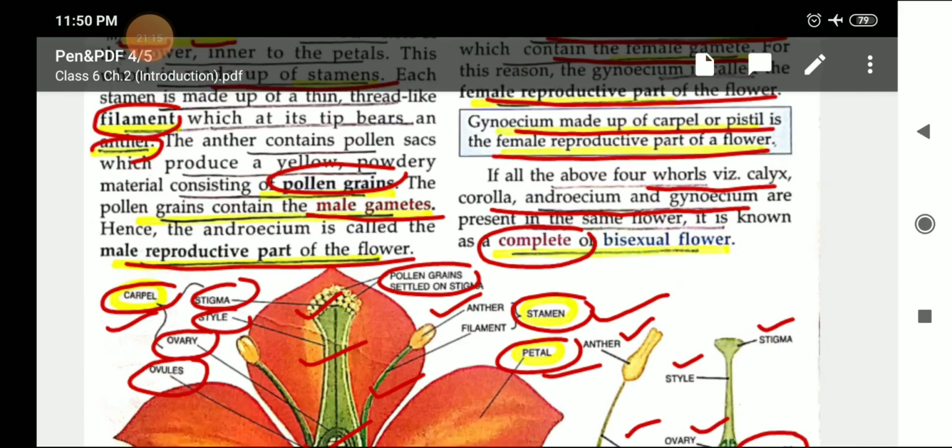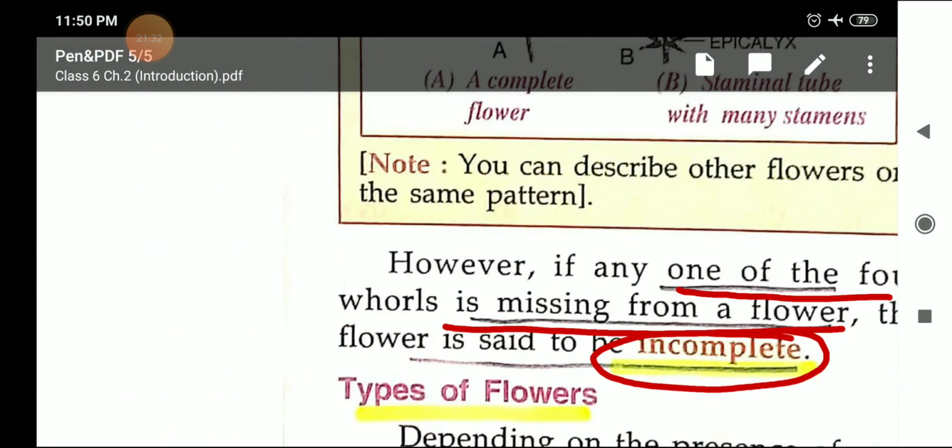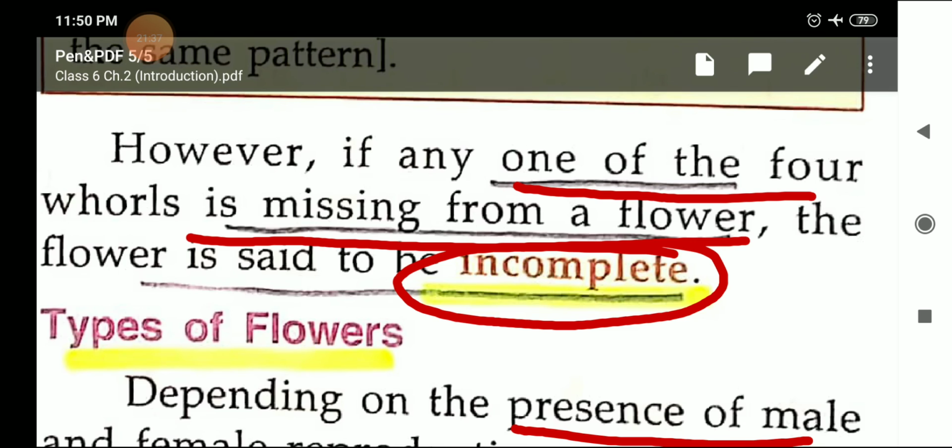Now next we discussed about the two types of flower, that is complete flower and incomplete flower. The flower which has all the four whorls, that is calyx, corolla, androecium and gynoecium, is known as a complete flower. Then which is an incomplete flower? The flower in which any of the four whorls is missing, that is known as an incomplete flower.